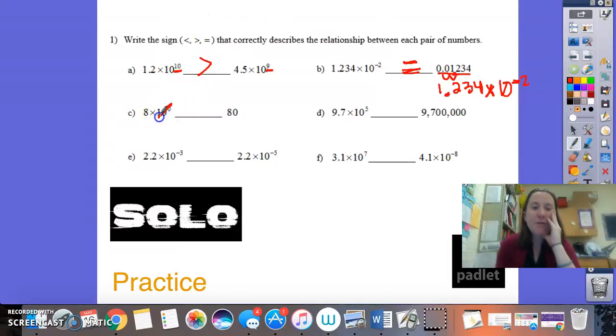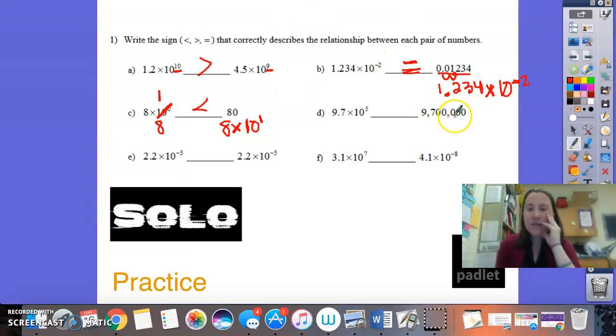10 to the 0 power is 1. And 8 times 1 is 8, and so 8 is less than 80. Now, notice I did not change them both to scientific notation in this case, but I could have. I could have made this 8 times 10 to the 1st power. I just thought it was easier to simplify the one on the left to 8, but either one is okay.